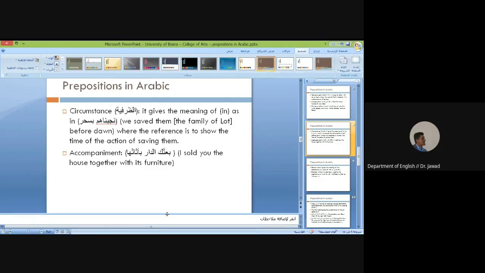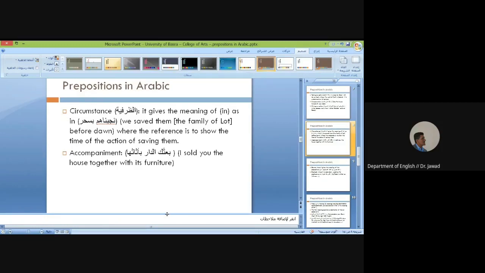Another meaning given by this preposition, which is al-ba, is called circumstance. And you know that this grammatical category, which is being an adverb, generally is to show either an adverb of time or an adverb of a place, depending on context, depending on what is there in the sentence.